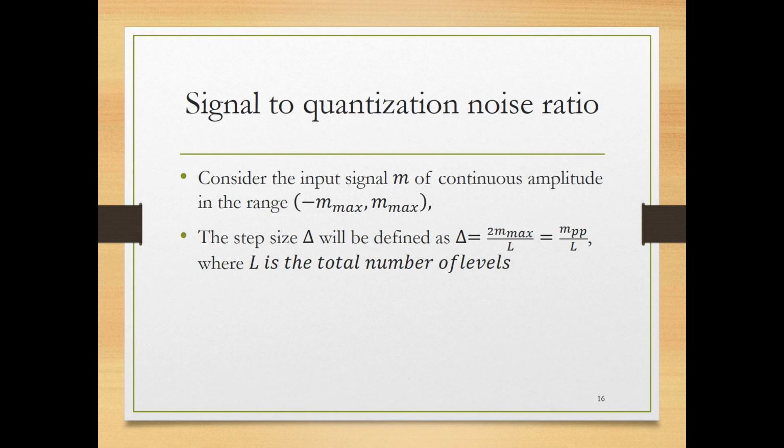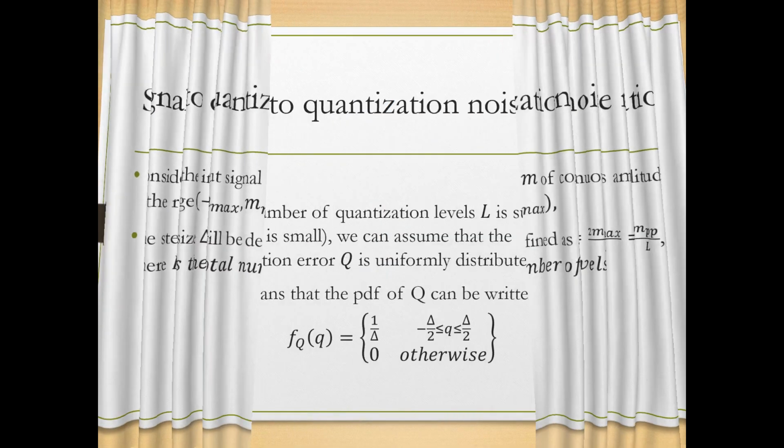But before that, let's consider we have a message signal, input signal M, of continuous amplitude in the range minus M max to M max, and the maximum amplitude is M max. The step size delta will be defined as delta equal M max minus M min. Since M max is equal to minus M min, then you end up having 2 M max over the number of levels, which is L. Then you will have delta equal to M peak to peak over L, which is simple. This is what I just explained in the previous slide. So what else now?